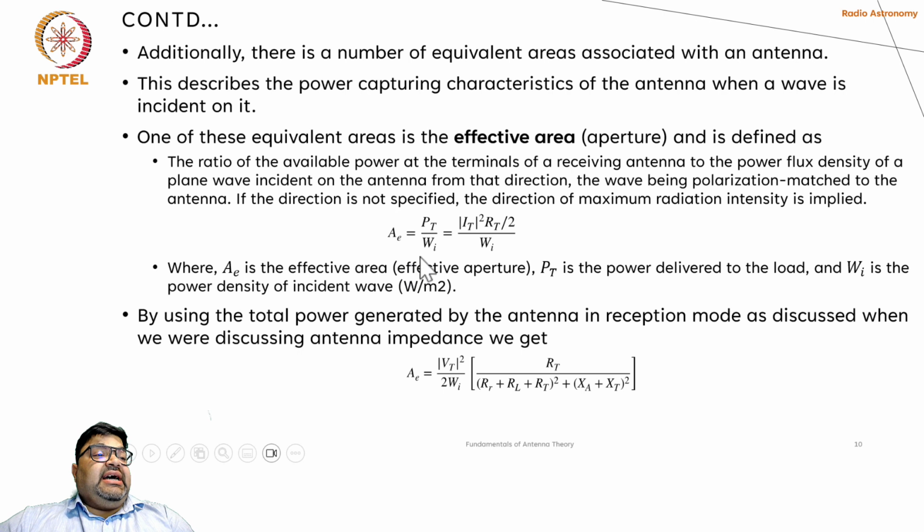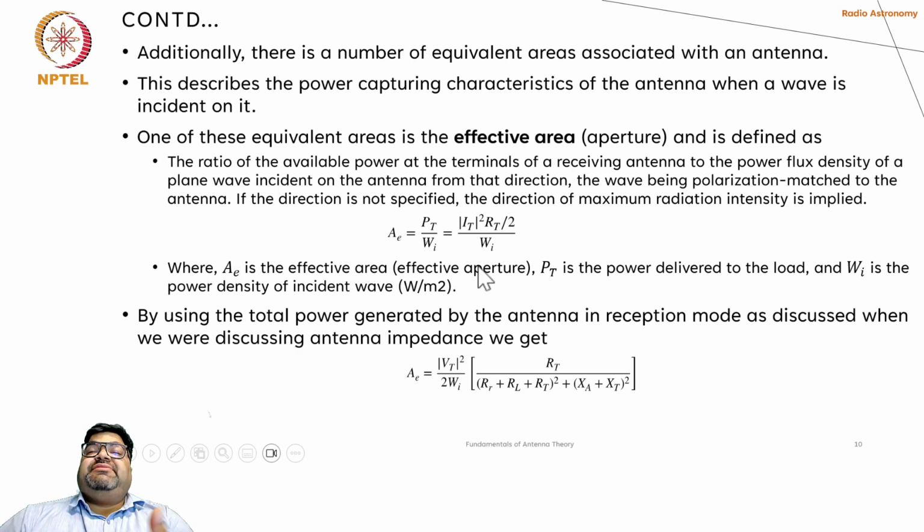So the effective area is the power delivered over the power flux density of the incident wave, and that gives you this expression. So W is the power density of the incident wave and PT is the power delivered to the load of this incident wave, and effective area is given by A sub E. Using total power generated by the antenna in reception mode, as discussed when we were discussing the antenna impedance, we get the effective area to be given by this.